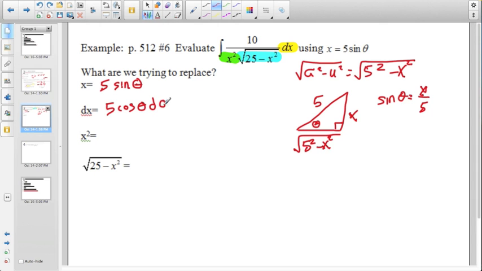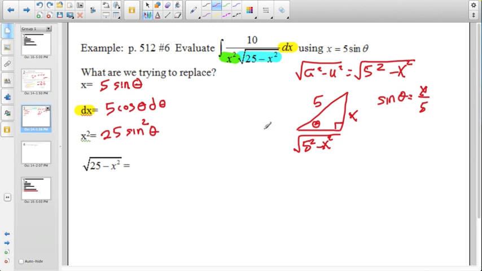So now we have something to substitute out. We have an expression to substitute out the differential dx. Then we can come back here and we have an expression for x, so we can get an expression for x squared. When we square that, we get 25 sine squared theta. We notice we're starting to see sine squared theta, so we might have to use techniques from the previous section with some trig identities as well.